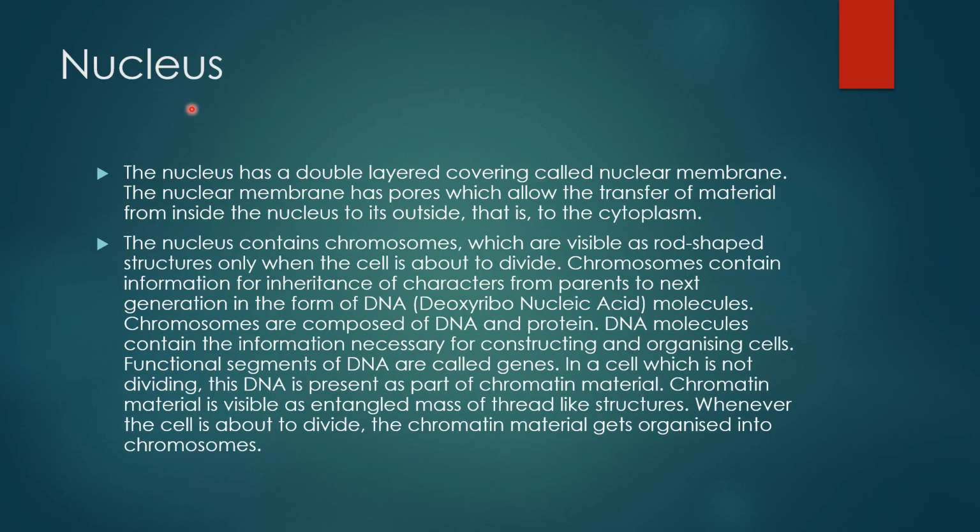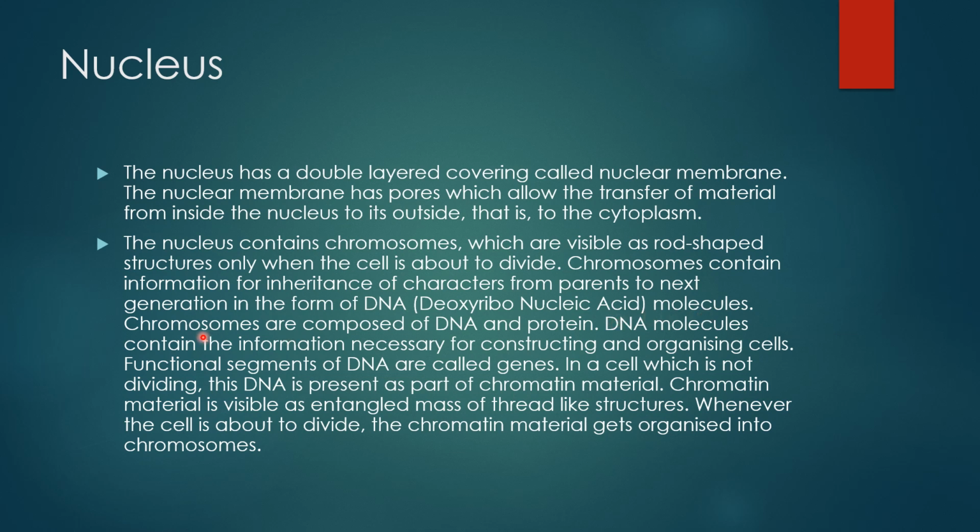Next, we talk about the nucleus. The nucleus has a double layered covering called the nuclear membrane. The nuclear membrane has pores which allow the transfer of material from inside the nucleus to its outside, that is to the cytoplasm. The nucleus contains chromosomes which are visible as rod-shaped structures only when the cell is about to divide. Chromosomes contain information for inheritance of characters from parents to the next generation in the form of DNA. DNA is deoxyribonucleic acid molecules.